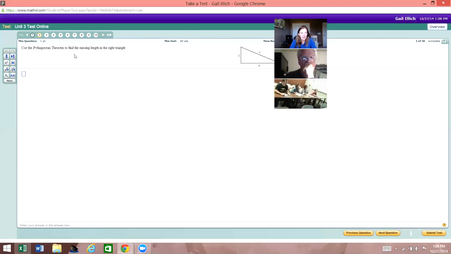All right. Use the Pythagorean theorem to find the missing length in the right triangle. Now, this is a really fun one. If you get the 3, 4, that would be fun, because remember, there is a Pythagorean triple. Do y'all remember the triple? Yeah, 3, 4, 5. But if you don't remember the triple, or maybe the one that you get is not a triple, let me grab something to write on.